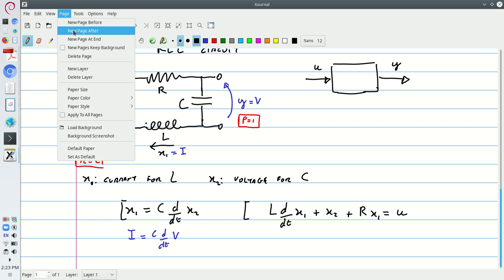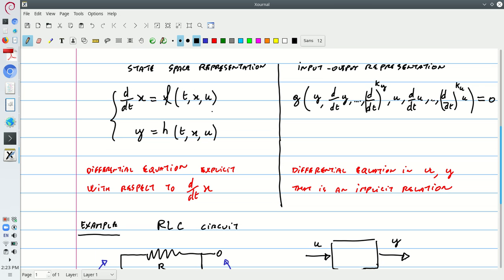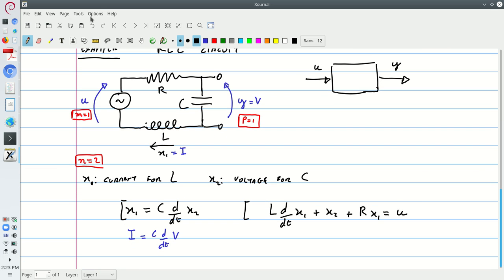And now what we need to do is, remember, we need to put everything in this form where we have the derivative of the state on the left-hand side and the function of time, state, and input on the right-hand side, so that we have the state equation. So let's do this.